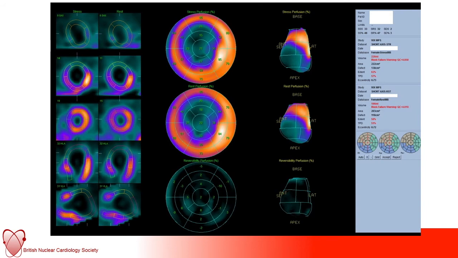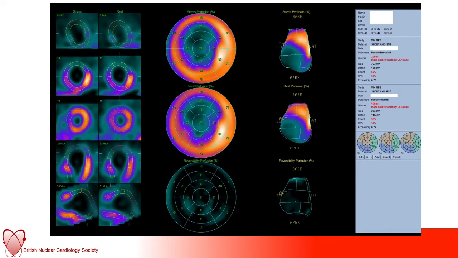So if we just look at a screenshot here from a Hermes workstation, if you look in that middle column, you can see the polar maps there. On the top of that column, there is a stress polar map, and just underneath it is the rest polar map. And you can see overlaid are the AHA segments. And what you can hopefully visually see, when we're doing this qualitative assessment, is that there are absent counts in the LAD territory. So the apex, apical anterior wall, mid-anterior wall as well. There are absent counts there. And if you're comparing rest with stress, there's very little reversibility, so very little superimposed ischemia. So this is what you would say is a full thickness LAD territory infarction.